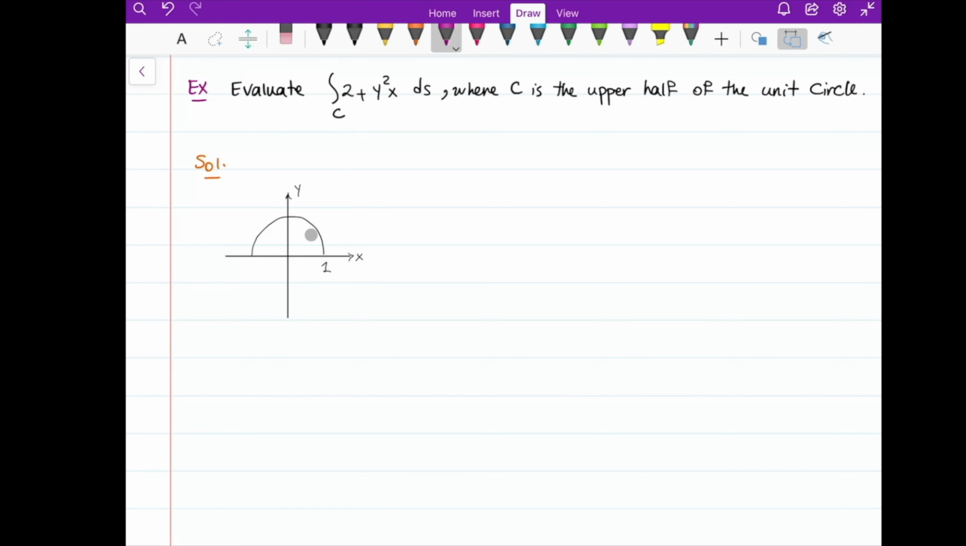So I have the unit circle. As you know, the parameterization for the unit circle would be x is cosine t, and then y is sine t. It's going to start at 0 and go up to here, which would be the angle pi. I'm going to say that the parameters are from 0 to pi. And then you can check. Just plug in the time 0. You get cosine 0, which is 1, sine 0, which is 0. So I get 1 and 0, which is this point.